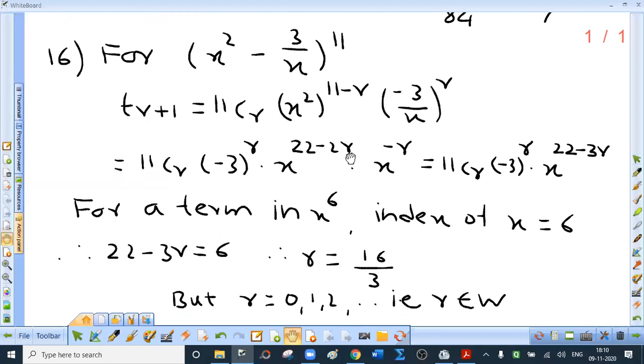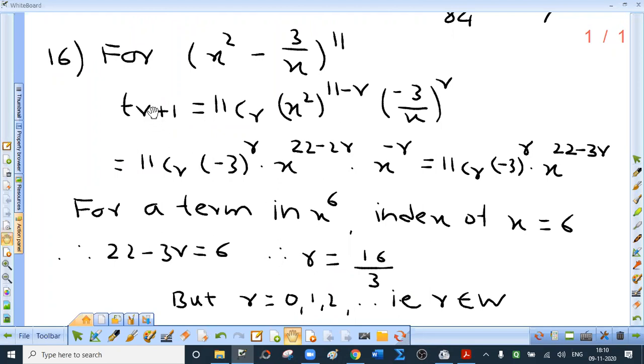This is an important type. Sum number 16. Show that there is no term containing x raised to 6 in the expansion of this. Now, the first method is the donkey method. Index is 11, so just expand to get 12 terms and then say there is no term in x raised to 6. But we will be using the shortcut method.